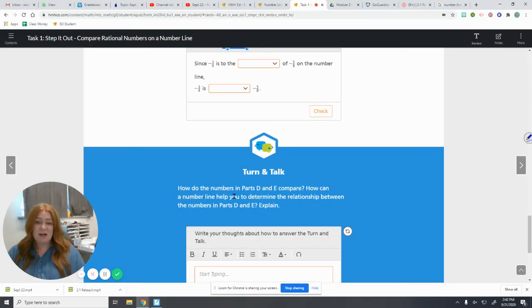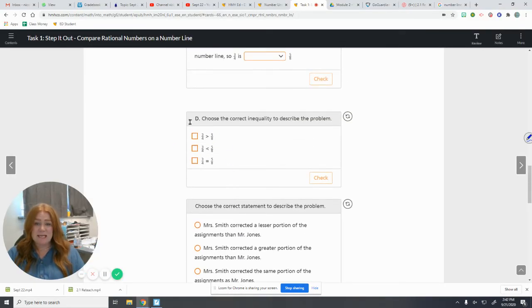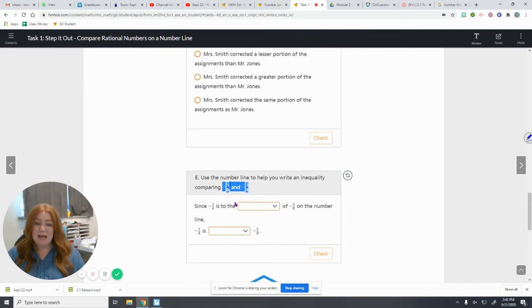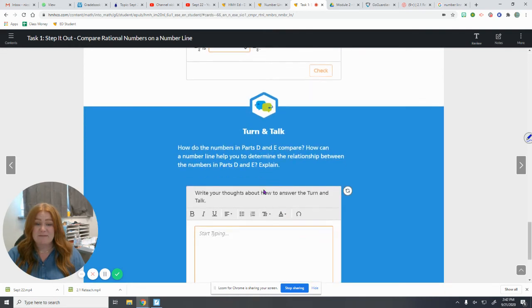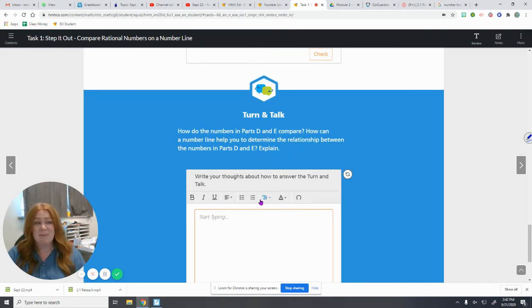And then your turn and talk asks you to look at parts D and part E and tell me what happens when we use the negative signs in front of them. What happened to that problem there?